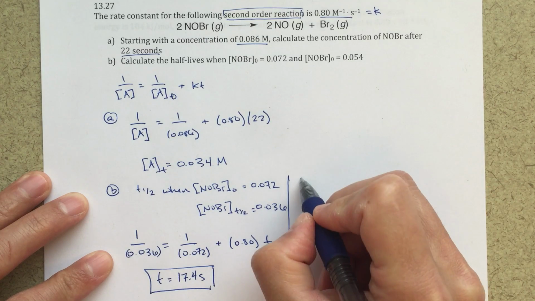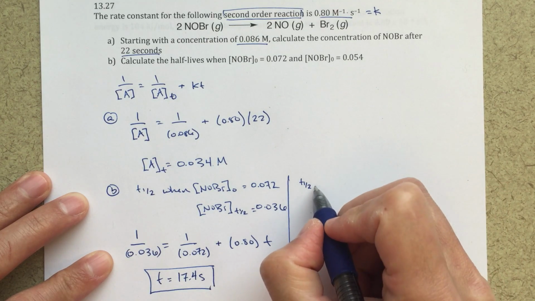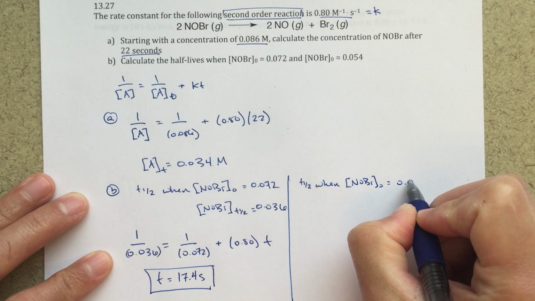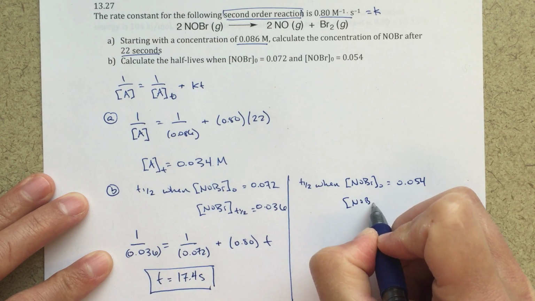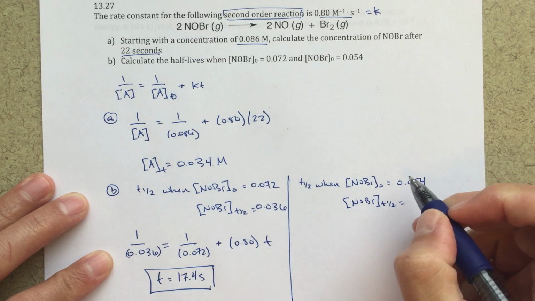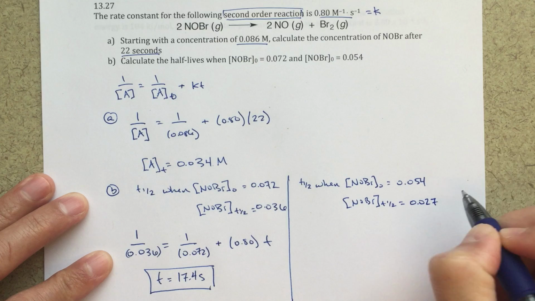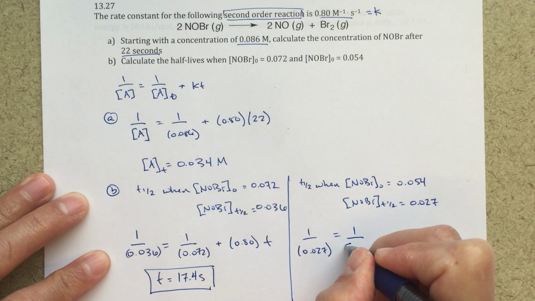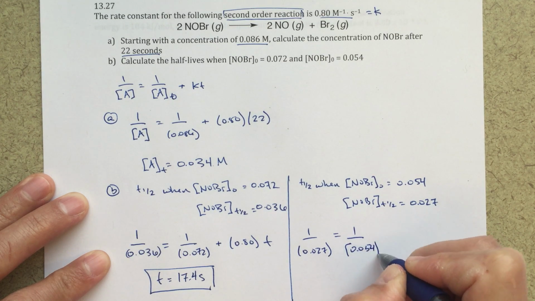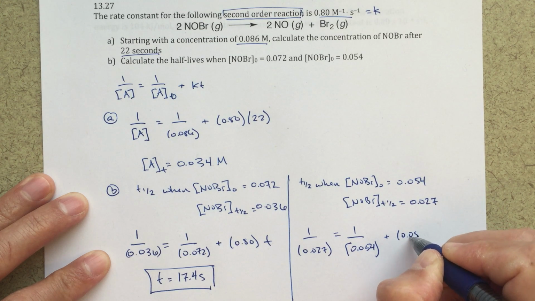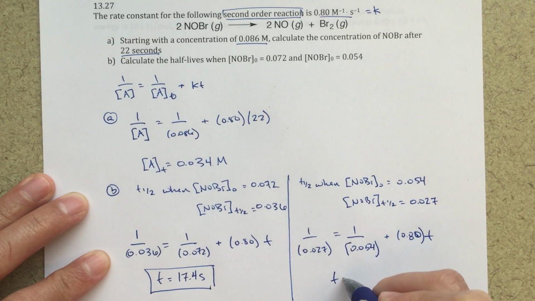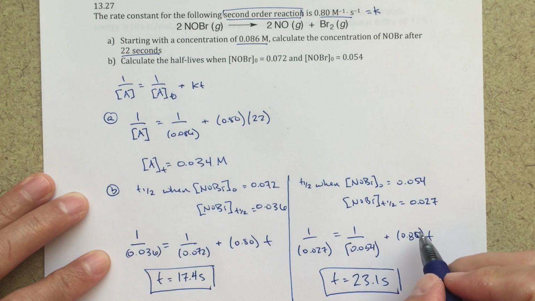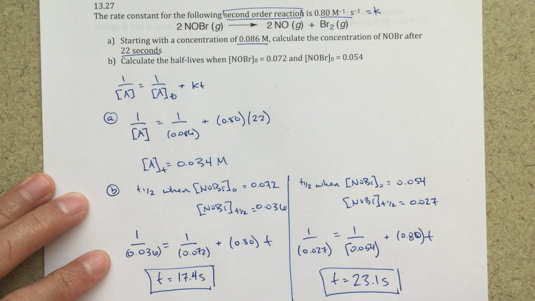We can do the same thing essentially for my other condition here when my initial concentration is 0.054. So NOBr initial equals 0.054. Concentration of NOBr at T1/2 is going to be half of that, so just take half of that, 0.027. And then I can do the same sort of calculation. 1 over 0.027 equals 1 over 0.054 plus 0.80 times t. Solve for t, and you should get 23.1 seconds. So again, a little bit messy here, sorry about that. This is the 0.80, that is my k value, and I'm just solving for t here. So that would be my half-life.